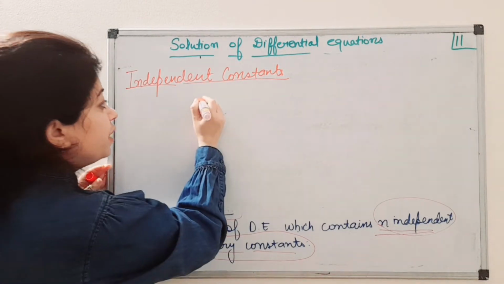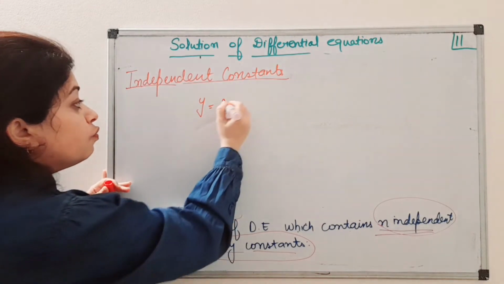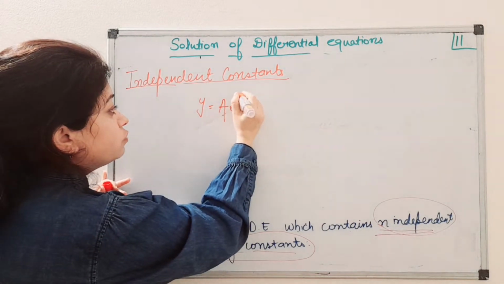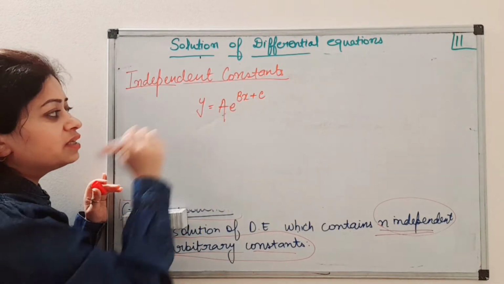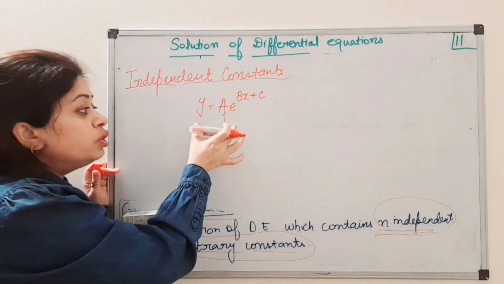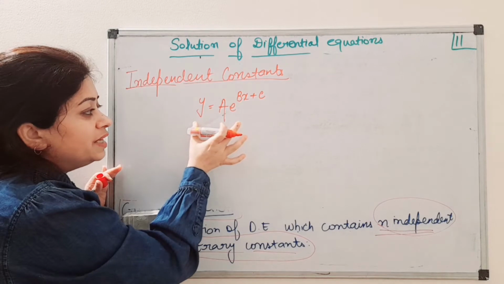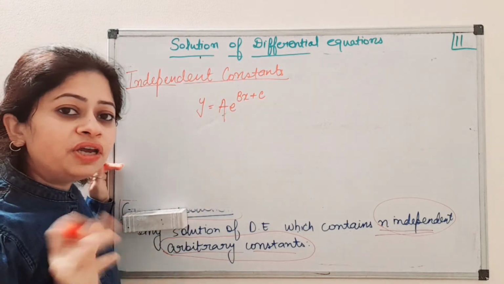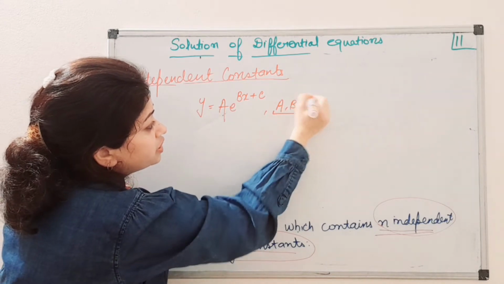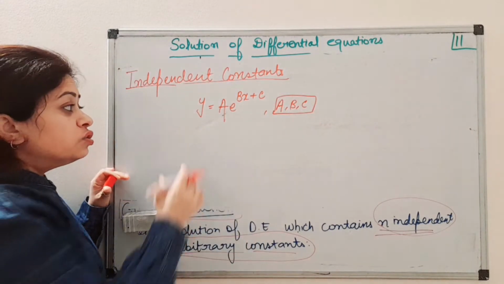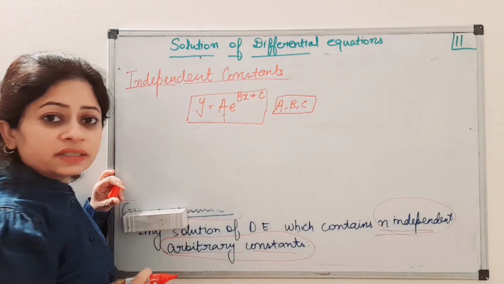Suppose we have a differential equation, or an equation y is equal to a e raised to power bx plus c, and suppose this is a solution of a differential equation. Now you can see in this equation we have three constants, A, B, C, which are arbitrary constants. Are these independent constants? No.